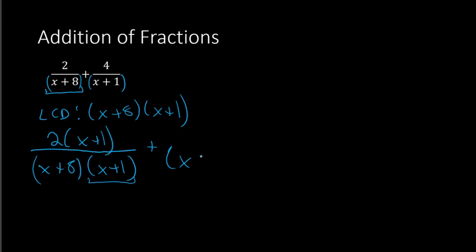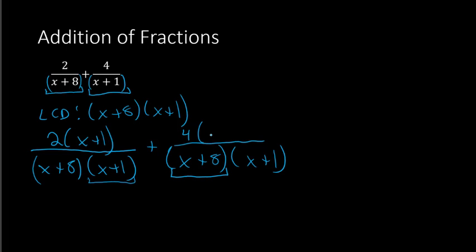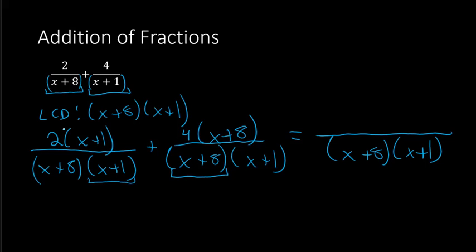Second fraction, again, same thing. We need a common denominator. And we started with just an x plus 1, but we also had to multiply by x plus 8. So the numerator, the 4, we also must multiply by x plus 8. So now we have our new fractions. And then we can combine by rewriting as one fraction with our denominator of x plus 8 times x plus 1. So we have 2x plus 2, and then plus, we have 4x plus 32.